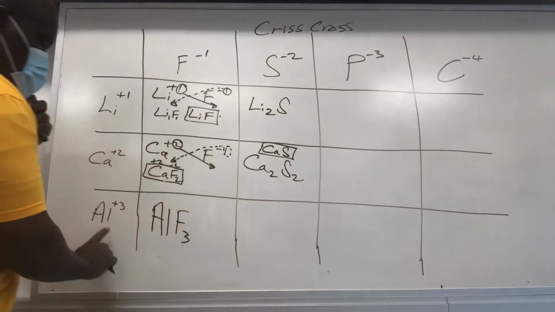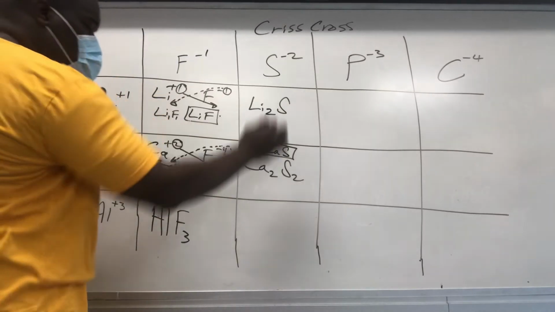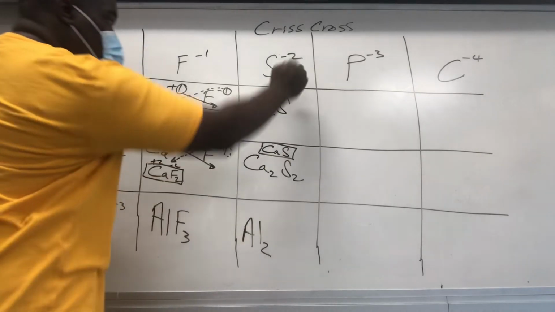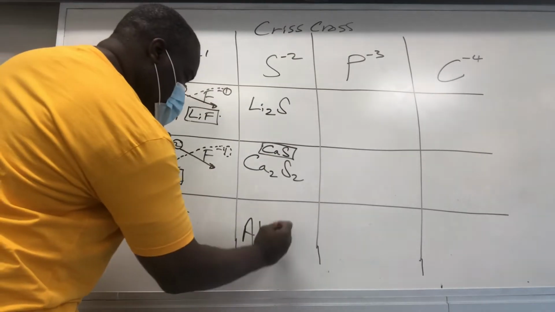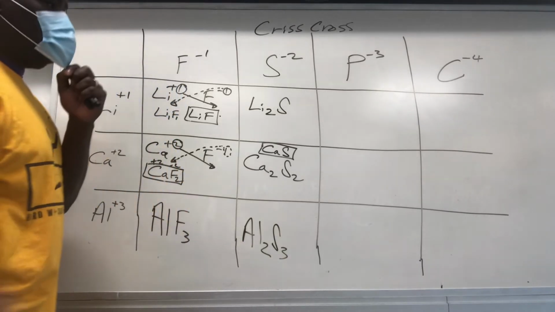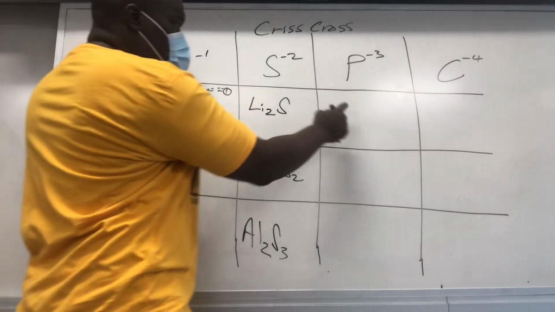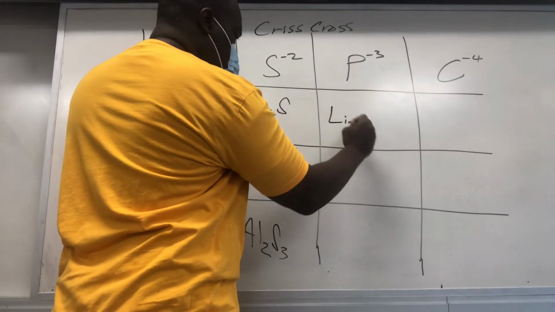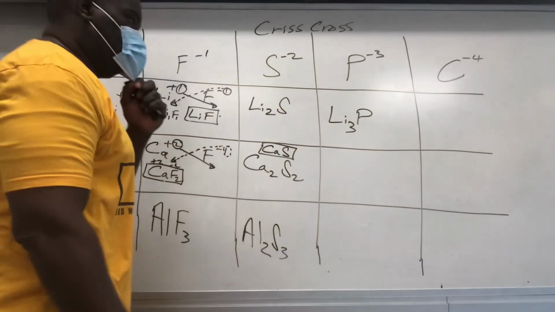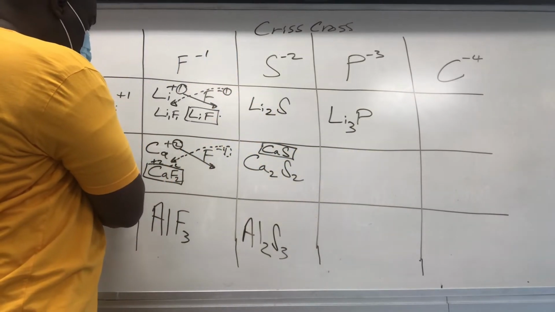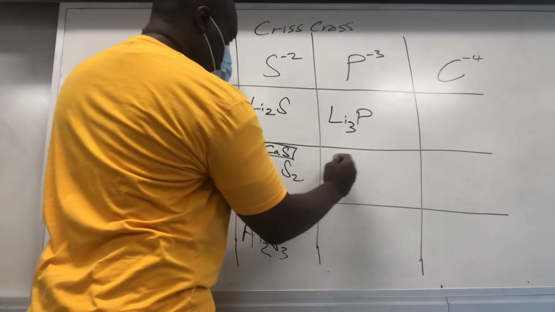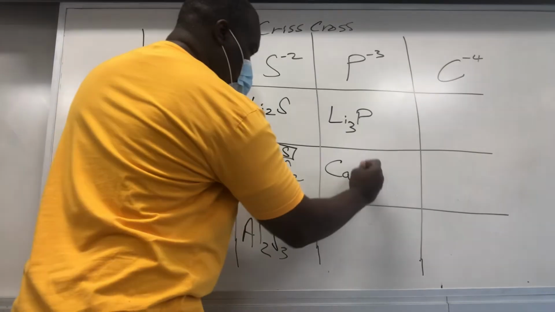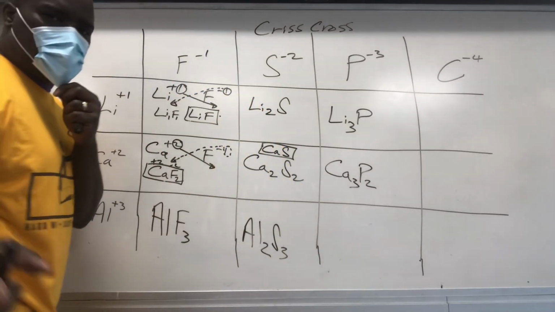Alrighty. So Al plus 3 and S minus 2 will give you Al2S3. The 2 goes to the Al, the 3 goes to the S. Okay, bam, you're done, you're moving on. Over here is lithium and P minus 3. You will get Li3P, okay, no problem. Between Ca and P, you will get Ca3P2, the 3 goes to the Ca, and the P gets the 2 of the calcium, okay?